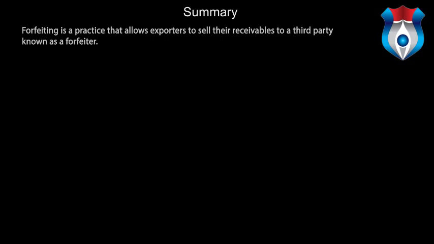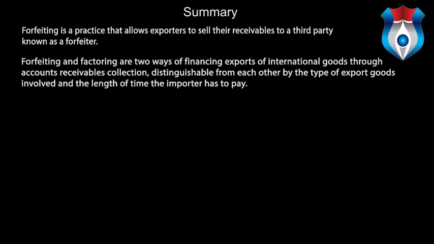Now, in the end, let us summarize what we have learned in this lecture. Forfeiting is a practice that allows exporters to sell their receivables to a third party known as a forfeiter. Forfeiting and factoring are two ways of financing exports of international goods through accounts receivables collection, distinguishable from each other by the type of export goods involved and the length of time the importer has to pay.